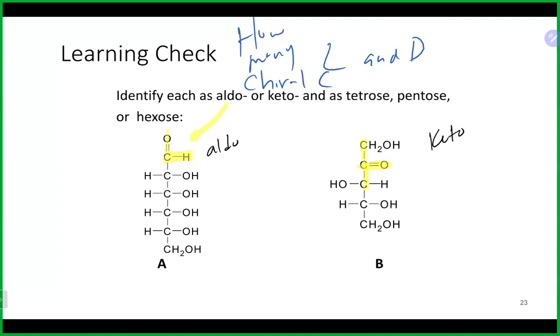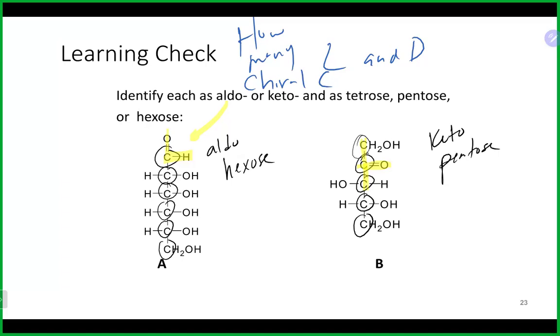We can just count up the carbons here to see what it is. We'll go to the one here on the left. We have 1, 2, 3, 4, 5, and 6. So this would be an aldohexose. Here on the right, we have 1, 2, 3, 4, 5. So that's going to be a pentose in this case. Any questions on that there?